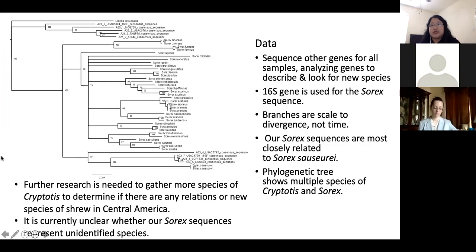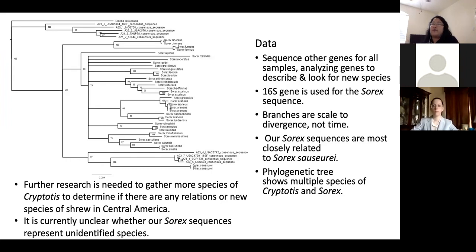For this research, this is a phylogeny based on the 16S gene for the Sorex sequence. At the very top is the Blarina brevicauda, which is taken from GenBank. It's basically a database where scientists can freely upload DNA sequences, and these sequences are made available to the public. Our data consists of Cryptotis, and at the very bottom of this phylogenetic tree, it shows our Sorex sequence.